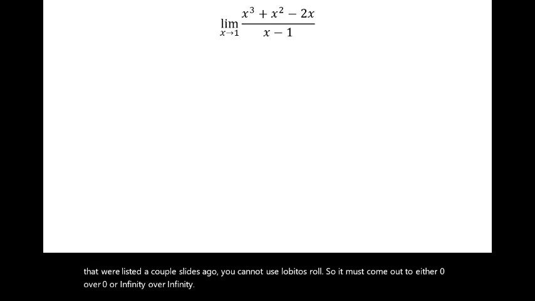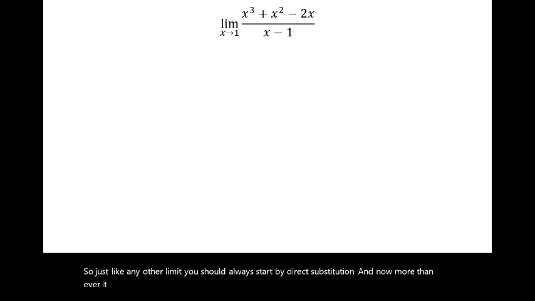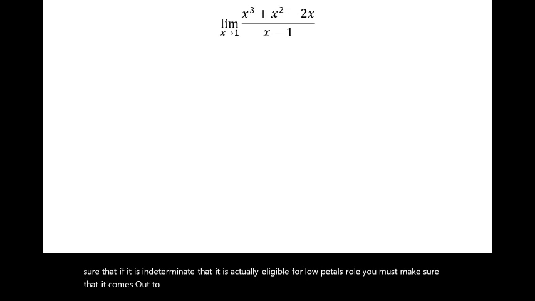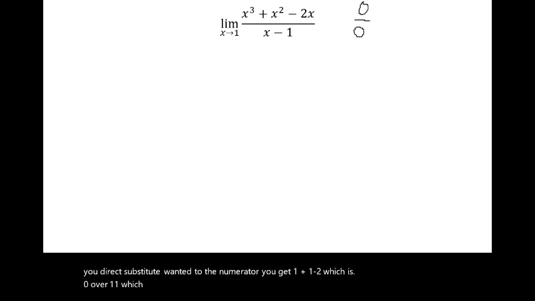Just like any other limit, you should always start by direct substitution. And now more than ever, it is extremely important that you use direct substitution first, because you have to make sure that if it is indeterminate, it is actually eligible for L'Hopital's rule. You must make sure that it comes out to 0 over 0 or infinity over infinity before you start taking any derivatives. So if you direct substitute 1 into the numerator, you get 1 plus 1 minus 2, which is 0, over 1 minus 1, which is 0. Because you get 0 over 0, it is eligible for L'Hopital's rule, which I'm going to abbreviate as L'H.